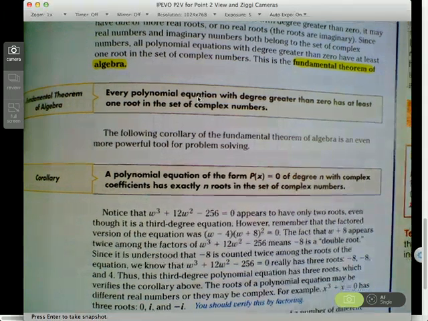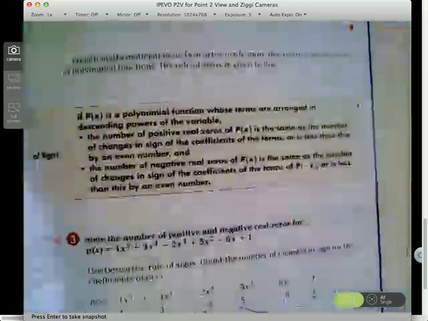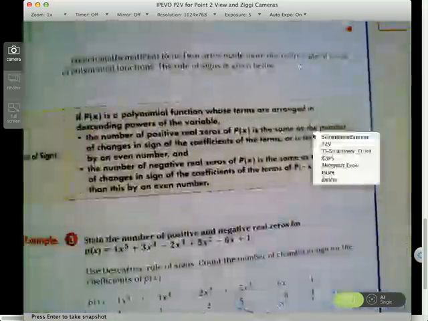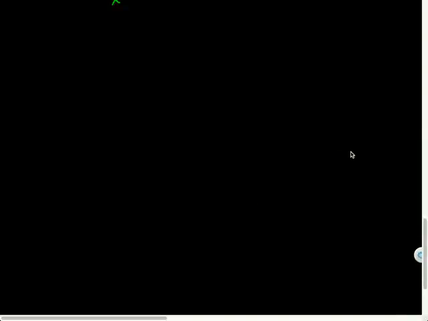But now there's one more thing I want to point out. Tomorrow we'll do this little Descartes' rule of signs.